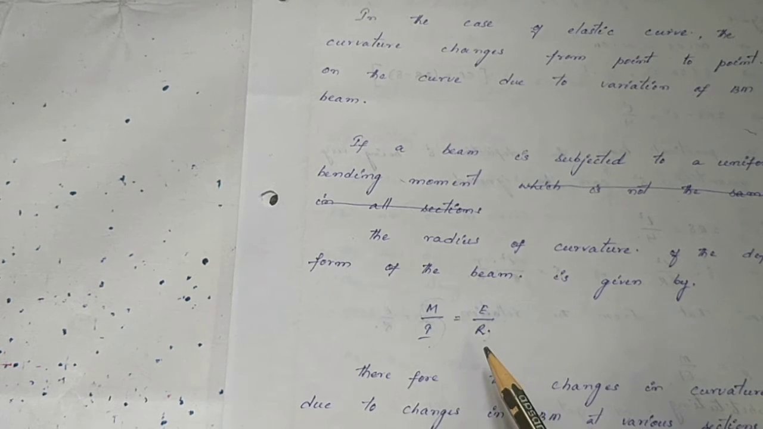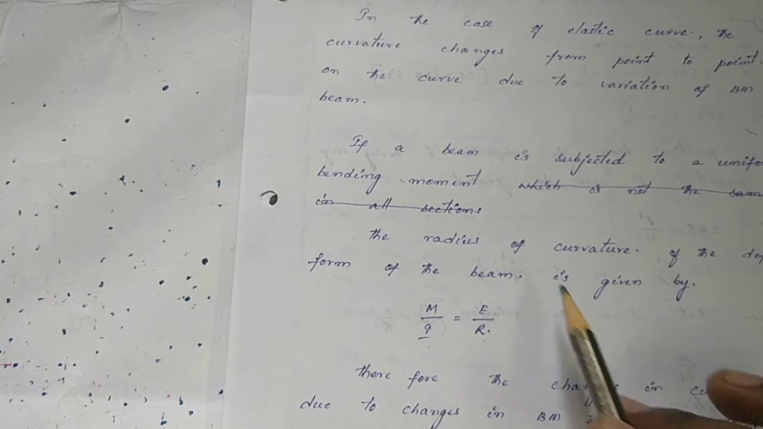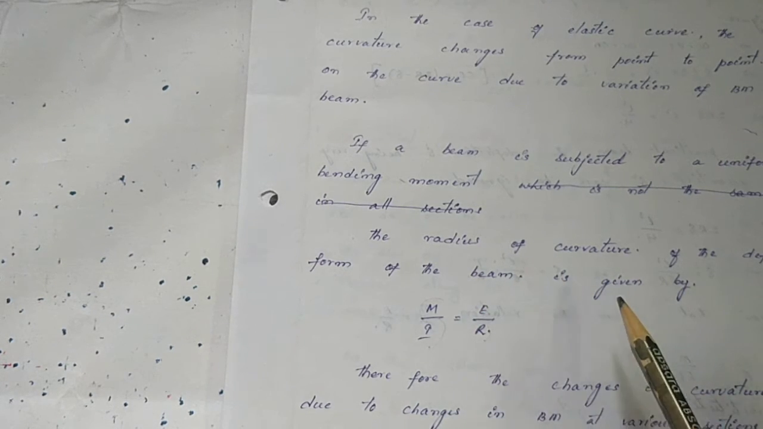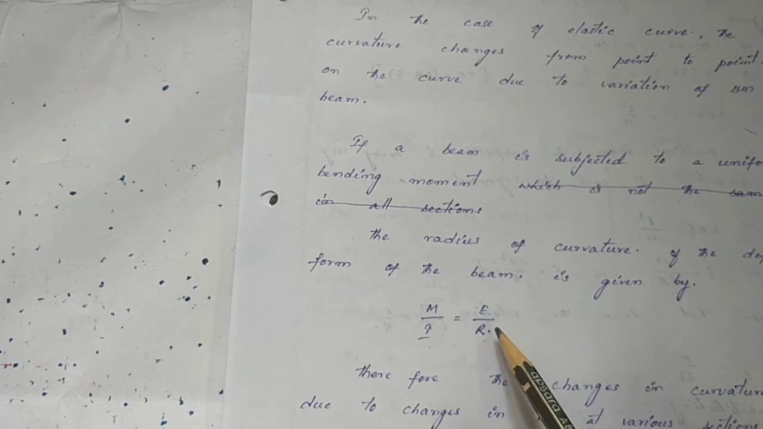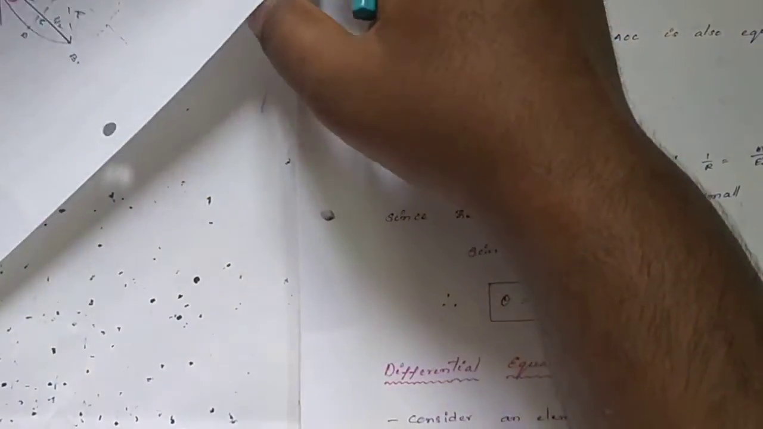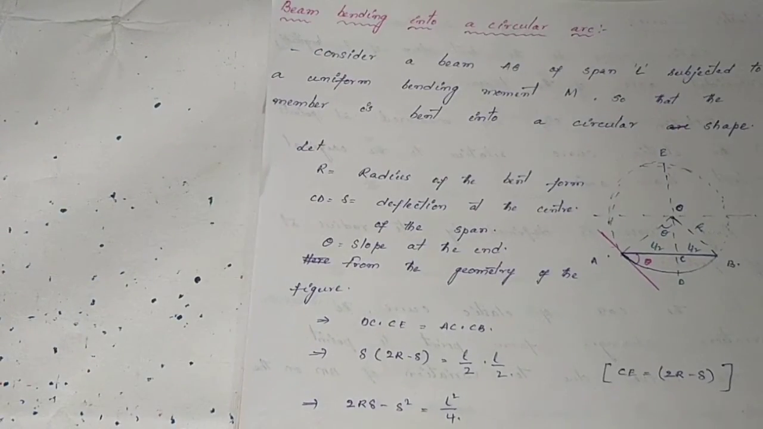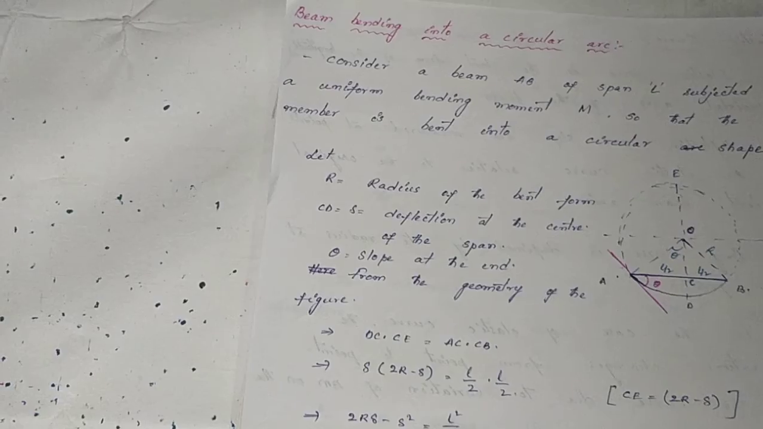If a constant load is applied, there is no change in bending moment, so the radius of curvature is also not changed. The radius of curvature of the deflected form of the beam is given by M by I equals E by R. In this equation, the radius of curvature changes due to the bending moment only. If the bending moment is constant, the radius of curvature is also constant. Now, beam bending into a circular shape.